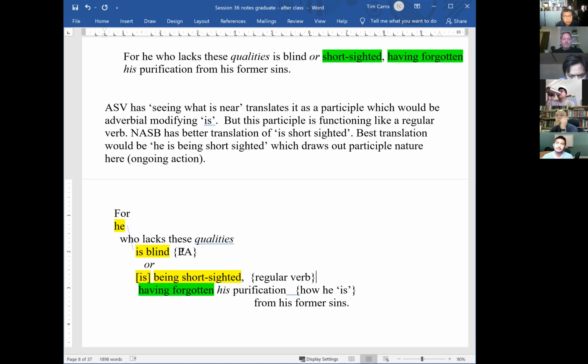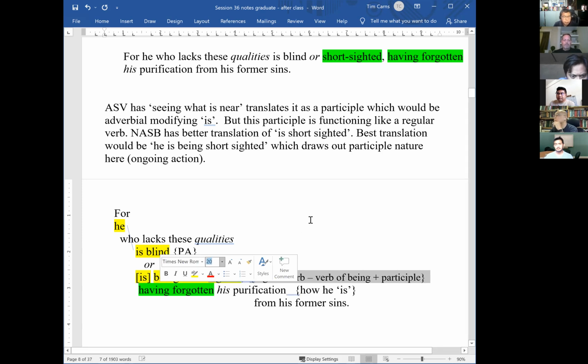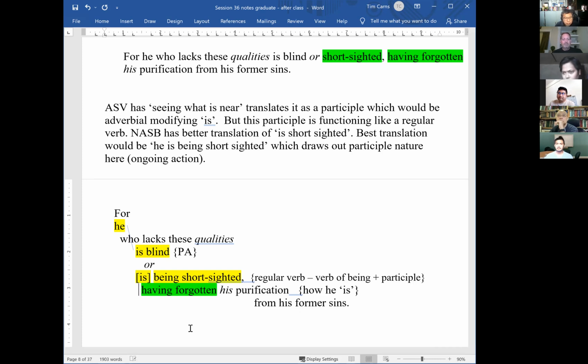Okay, because it is a verb of being plus a participle. Okay, that's why I can say it's acting like a regular verb. Okay? And then this second participle is just modifying is, describing how. How is he blind? How is he being short-sighted? Basically, because he's forgotten his purification from his former sins. That's how he's being blind, how he is blind, or how he's being short-sighted.